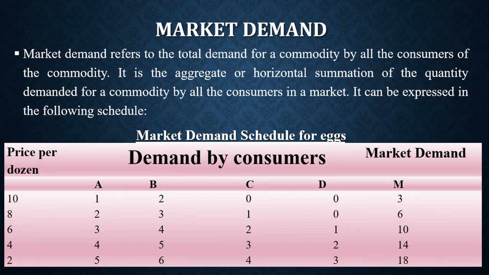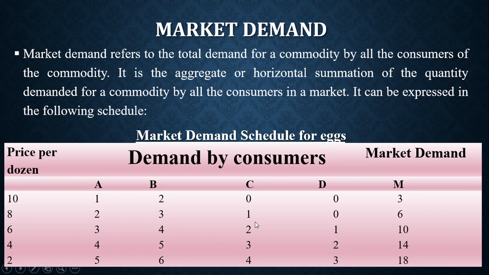One thing also worthy of note is market demand. Market demand refers to the total demand for a commodity by all the consumers of the commodity. So if the individual demands are summed up, what we have is market demand. It is the aggregate, or horizontal summation, of the quantity demanded for a commodity by all the consumers in a market. It can be expressed in the following schedule.